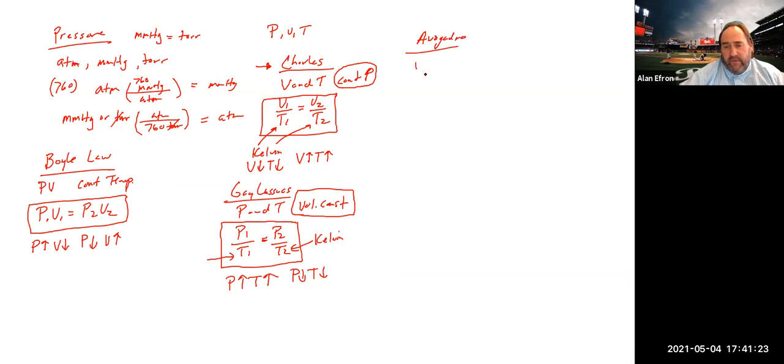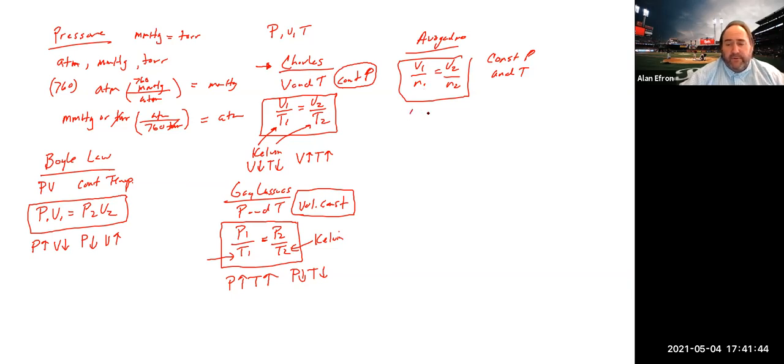Avogadro's law is V1 over N1 is equal to V2 over N2. This is actually at two conditions, at constant pressure and temperature. Volume here can be any sort of relationship, as long as the units are the same.